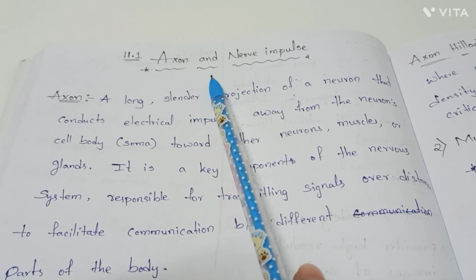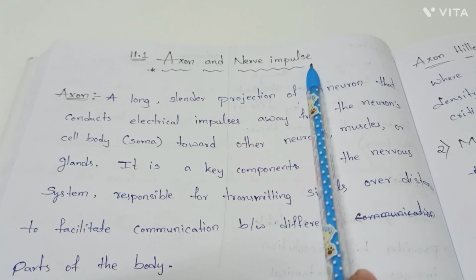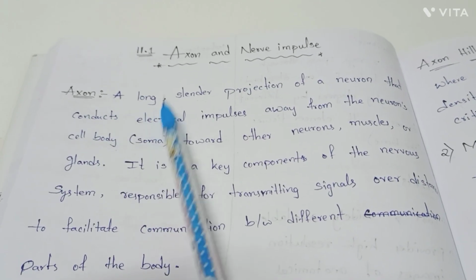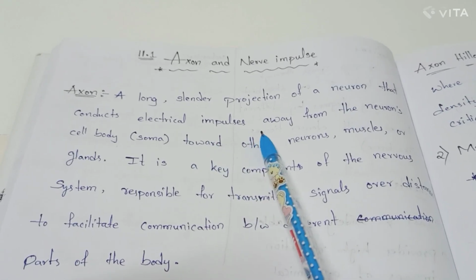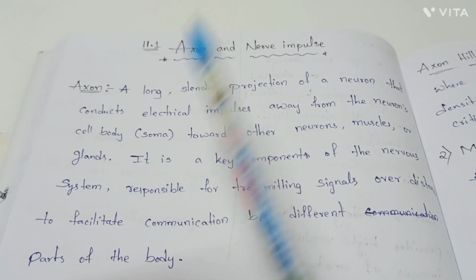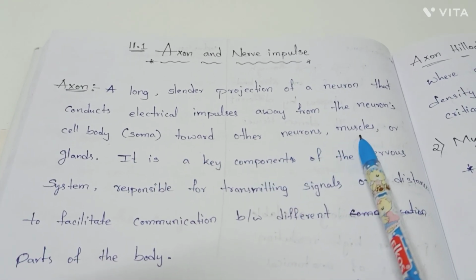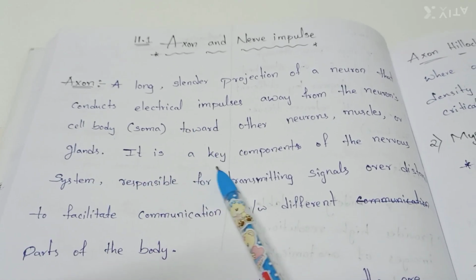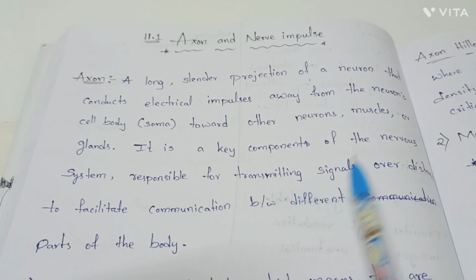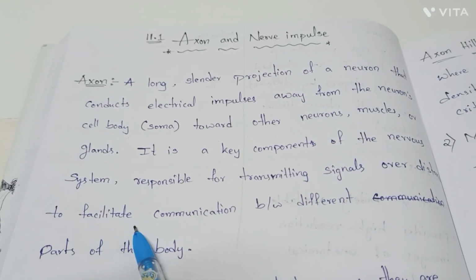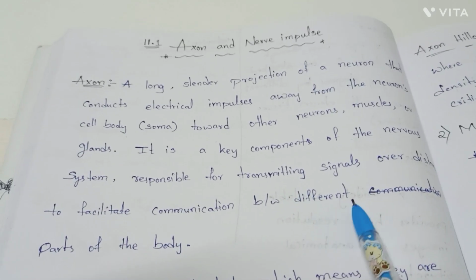I'm going to explain about axon and nerve impulses. Axon, a long slender projection of a neuron that conducts electrical impulses away from the neuron's cell body towards other neurons, muscles, or glands. It is a key component of the nervous system, responsible for transmitting signals over distances to facilitate communication between the different parts of the body.